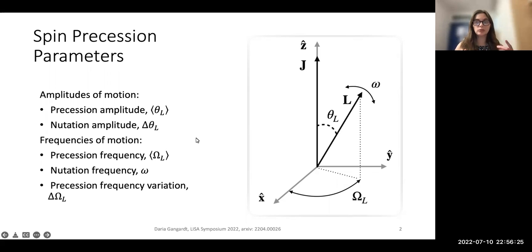If there is polar motion, then L will move between a minimum and maximum theta L value, and the difference of this is what we call the nutational amplitude, delta theta L. It will do so with a nutation frequency, little omega, and when we have polar motion, this will also change the azimuthal frequency. So to complete the picture, we also considered the precession frequency variation, delta omega L.